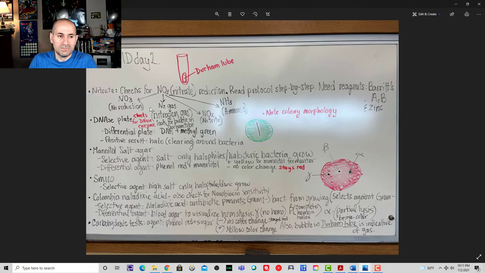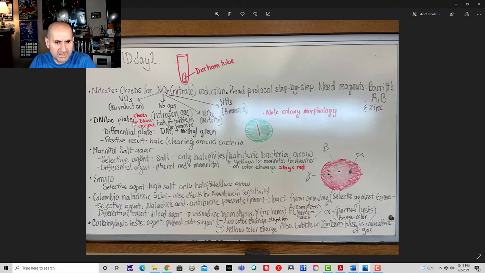And how do you know if you had N2 gas? Well, you check for a bubble in the Durham tube. If you had a bubble in the Durham tube, you could have determined you have nitrogen gas without having to do any of these reagents, any of these tests.